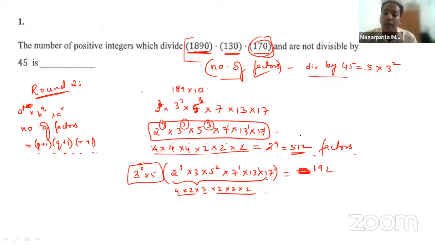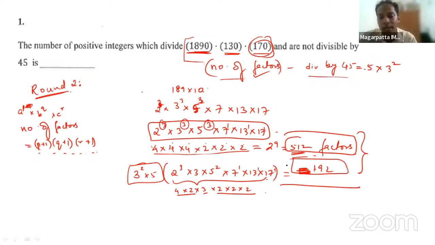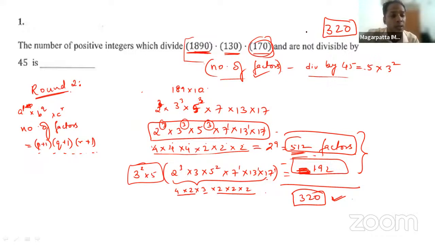192, and therefore out of the total factors, if I remove the factors which are divisible by 45, I should get my answer, and hence my answer should be 512 minus 192. If I subtract 202, that gives me 310, and add a 10, so that will be 320, and therefore my answer should be 320 for this question. Please check my calculation. Sometimes in a flow of things, I might do the calculations incorrect. Okay.